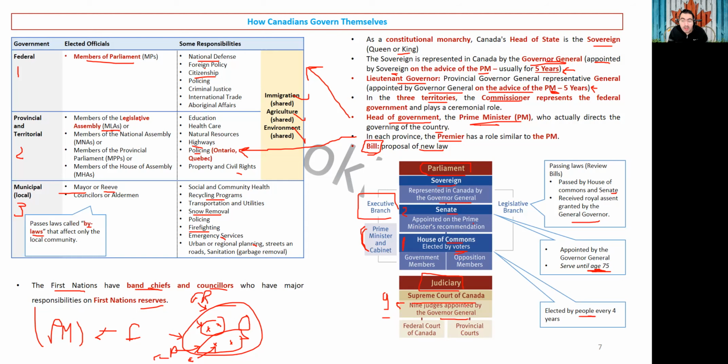Okay, and then we have another level of courts. We have the federal court and we have the provincial court. And in one of the next videos, we are going to speak about the judicial system in Canada in detail. Okay, I hope now how the Canadian government works is much clearer after this video.